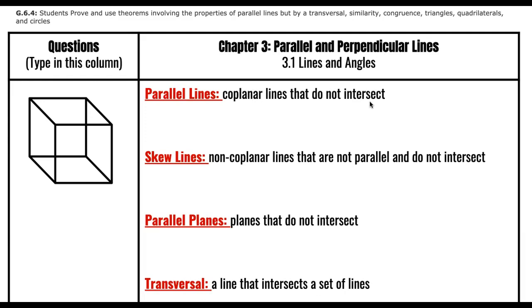Okay, moving along, skew lines. That's a new term. These lines are not coplanar. They are not parallel, and they do not intersect. So there's a lot of nots going on here. Not in the same plane, not parallel, and do not intersect. I'm going to show you that in just a moment. Lastly, parallel planes. Just like parallel lines, but the entire plane now does not intersect.